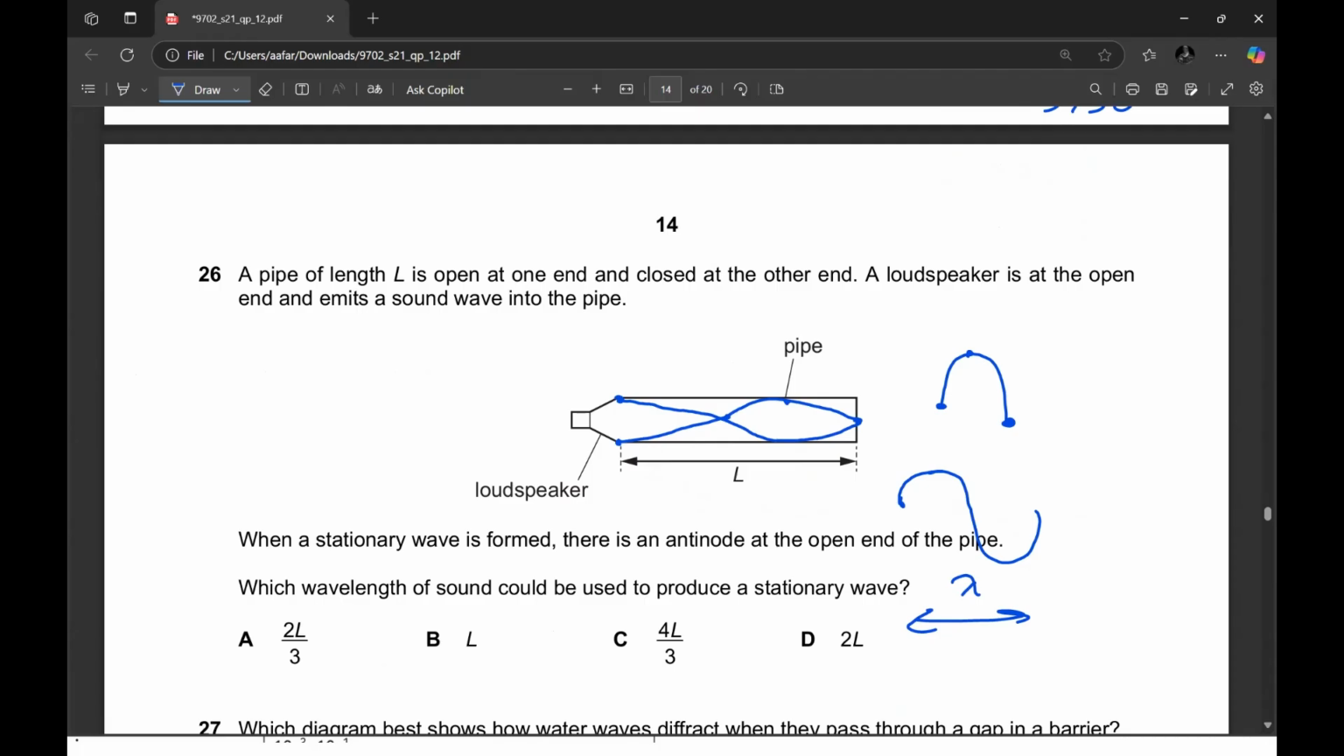So now L is 3 over 4 of lambda. 3 over 4 lambda is L, so the wavelength will be 4L over 3.